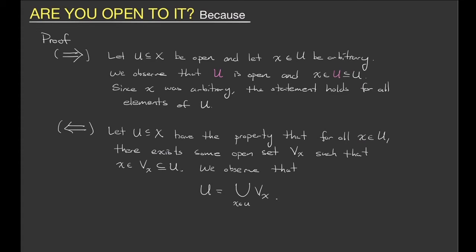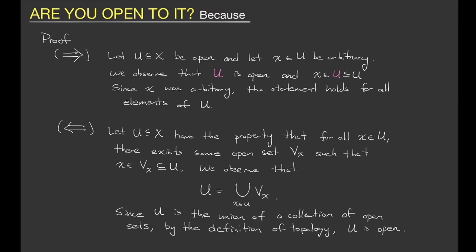Now that means that U is going to be open. Why? Because each one of these Vx are open, and then we're taking U to be a union of open sets. By the definition of topology, part 3, any union of open sets is also open. Now we've shown that both directions of this biconditional, if and only if, hold. That means we've proven what we wanted to prove.